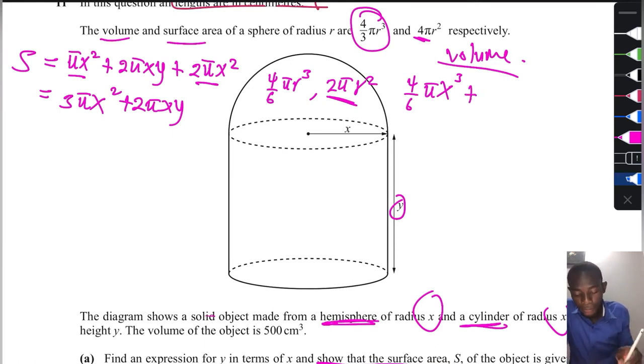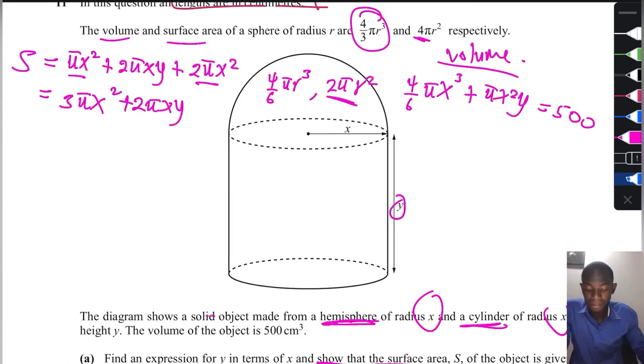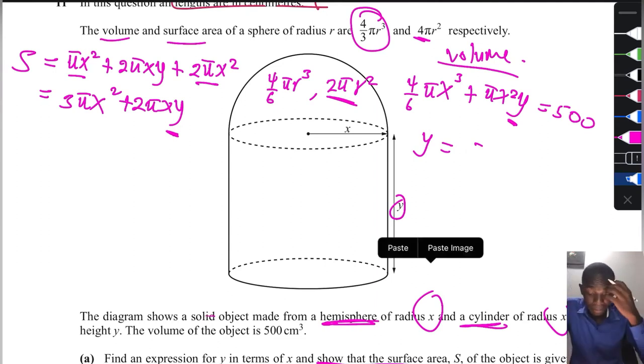Then we have the volume of a cylinder, which is 2 pi r square. Oh, sorry. It's actually pi r square h. So instead of r, I'll write x square, and then the h is y. And this thing is equal to 500. All right, but now you know there's a y here, and there's a y here, so make y the subject from the volume, and then we dump it straight over there. So y is actually going to be 500.